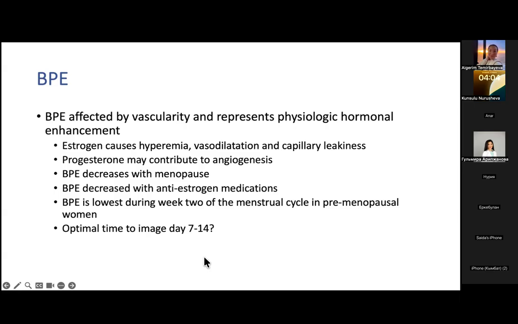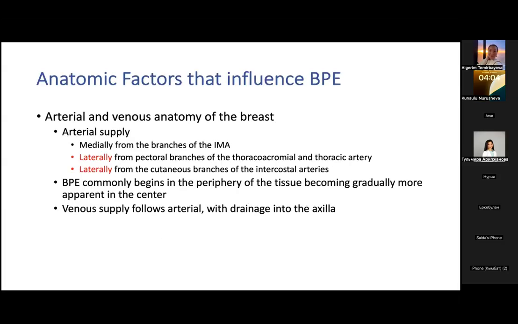But because background parenchymal enhancement does fluctuate during the menstrual cycle, in fact, it happens to be lowest at day 7 to 14 of the menstrual cycle, day 1 being the first day of the menstrual cycle. So basically a week after menstruation. For a very long time, it was recommended that the optimal time to image a woman that's coming in for just screening may be at day 7 to 14 of the menstrual cycle. And we'll revisit that in a minute, as that has sort of fallen out of favor.